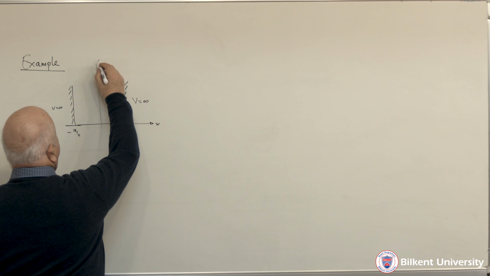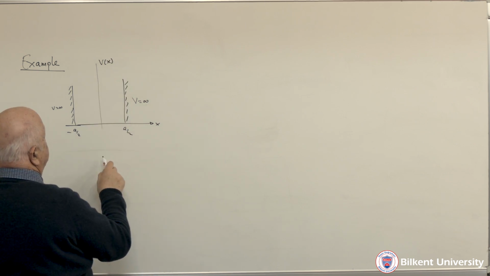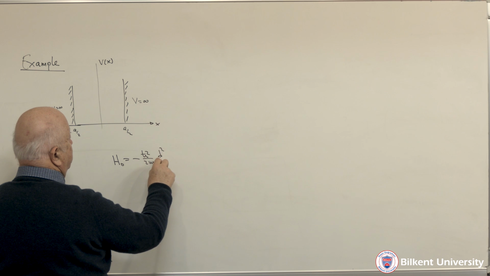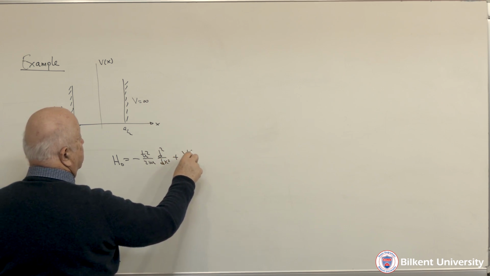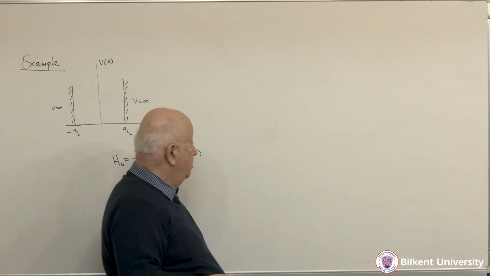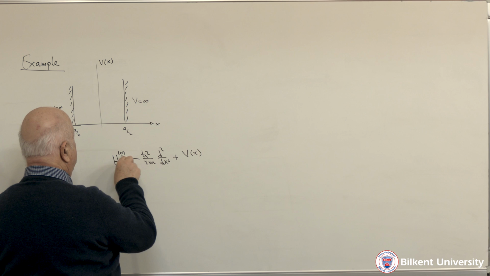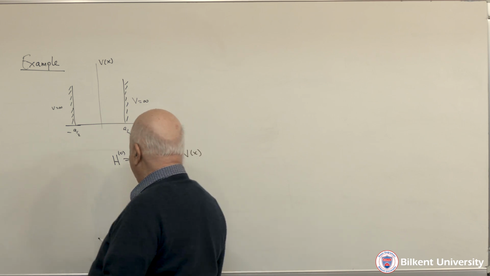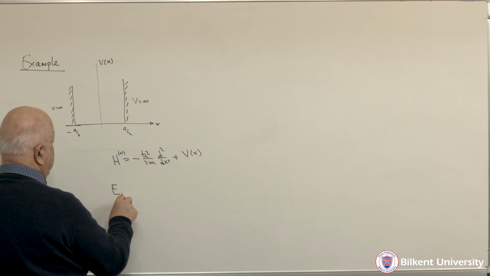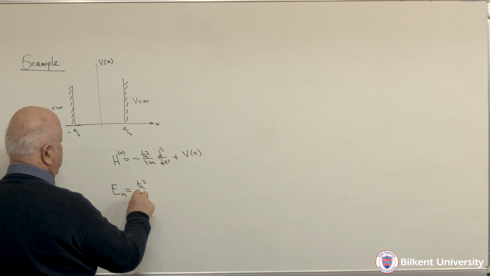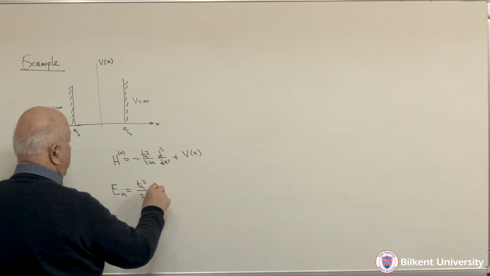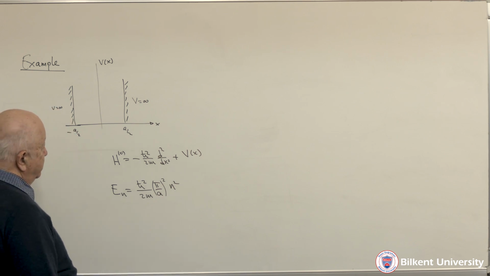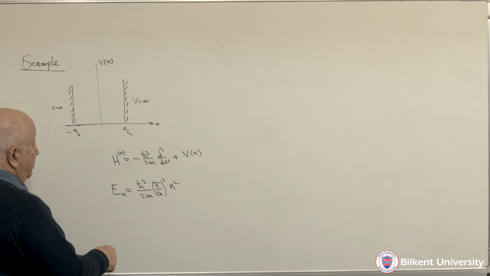So this is our V of x, and our H0 will be minus h bar squared over 2m d squared dx squared plus this V of x. And we know how to solve this. This is the unperturbed Hamiltonian, and we are going to get solutions to it. We get all these E_n, which are h bar squared over 2m times pi over a squared times n squared. Those are the energies, and we are also going to get the wave functions.